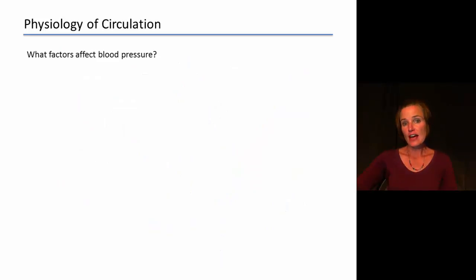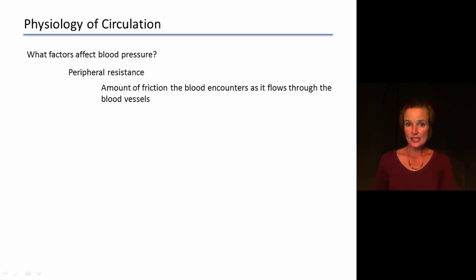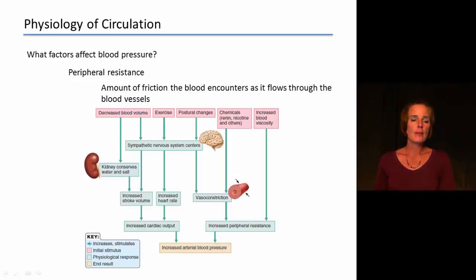So what factors affect blood pressure? I'm sure you've heard of many factors that can affect blood pressure. Peripheral resistance is one of them. So the amount of friction that the blood is encountering as it flows through the blood vessels can certainly affect the pressure. Here are a number of things that can affect that.